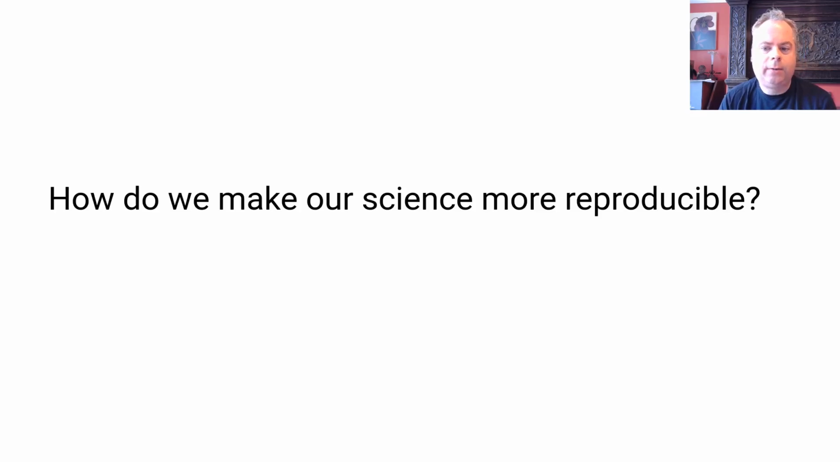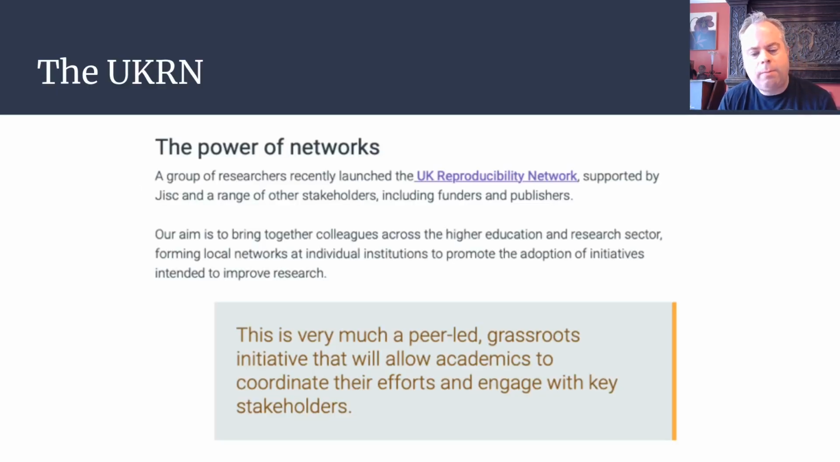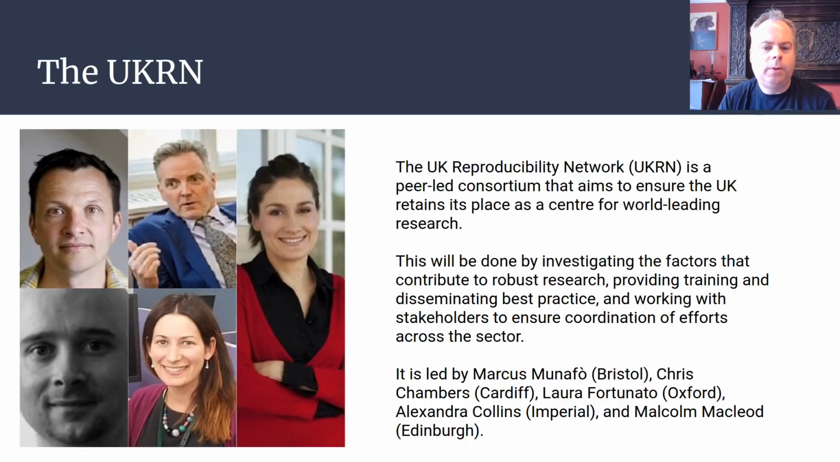So, how do we make our science more reproducible? This is an issue that's led to a number of organisations emerging, joining forces. And within the UK, the most high-profile one is the UK Reproducibility Network, set up by Marcus Munafò and colleagues in 2018-2019, very much focused on a grassroots initiative to bring academics together to coordinate and engage with key stakeholders in order to make science better. So it's a peer-led consortium, and it works by investigating the factors that contribute to robust research, will provide training and disseminate best practice, working with stakeholders to ensure coordination of efforts across the sector.